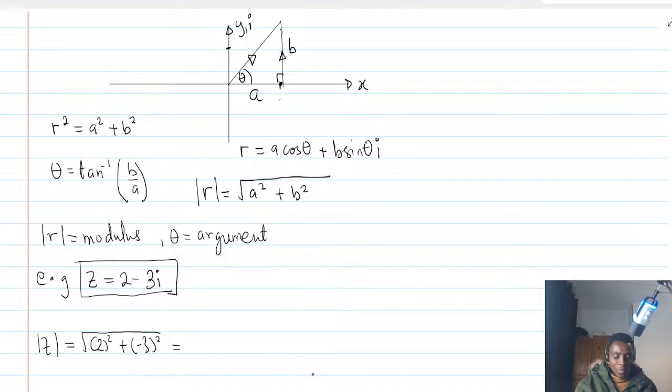what? So I want you to pick up your calculators. What will be the value of the square root of, so it's going to be 4 plus 9. So let's say the square root of 13. So that is the magnitude. All right.